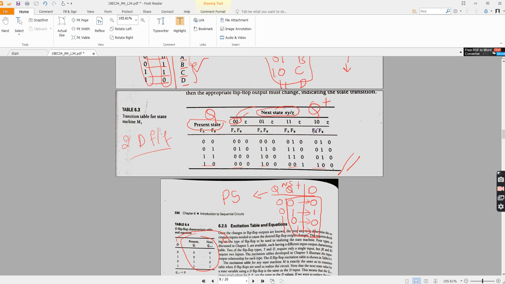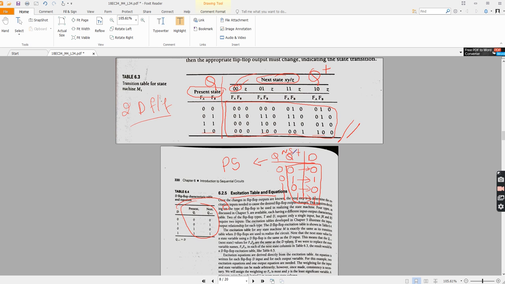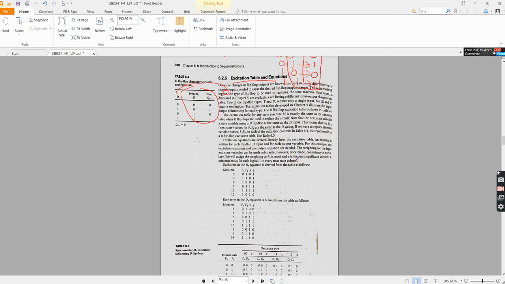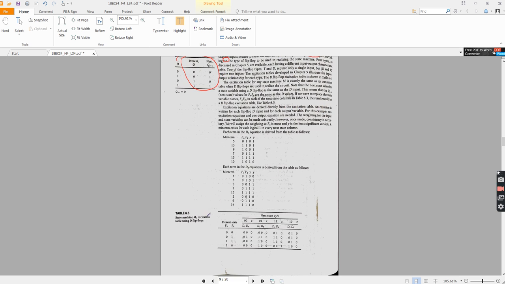Which one is Q plus here? All these numbers coming in the RHS, all these are Q plus, because all of these come at the next state. Yes or no? So what is the next table I write? I wrote the excitation table. This table is nothing but the excitation table. What is the name of this table? Excitation.